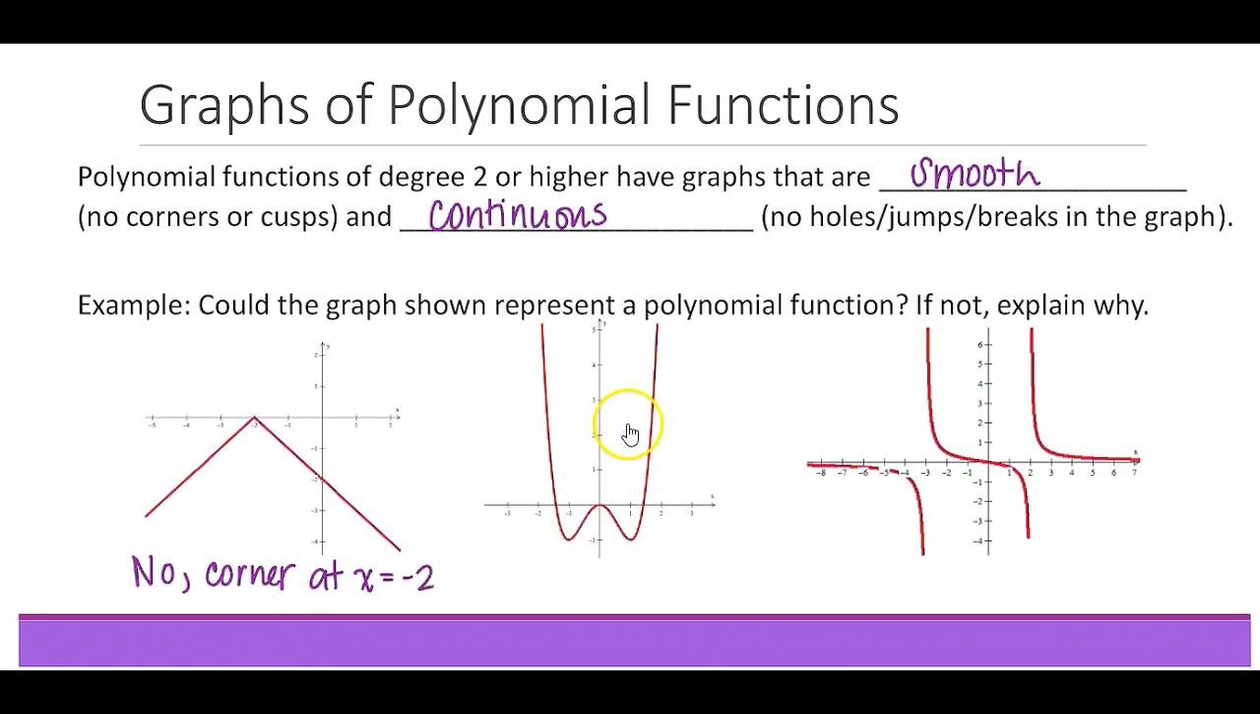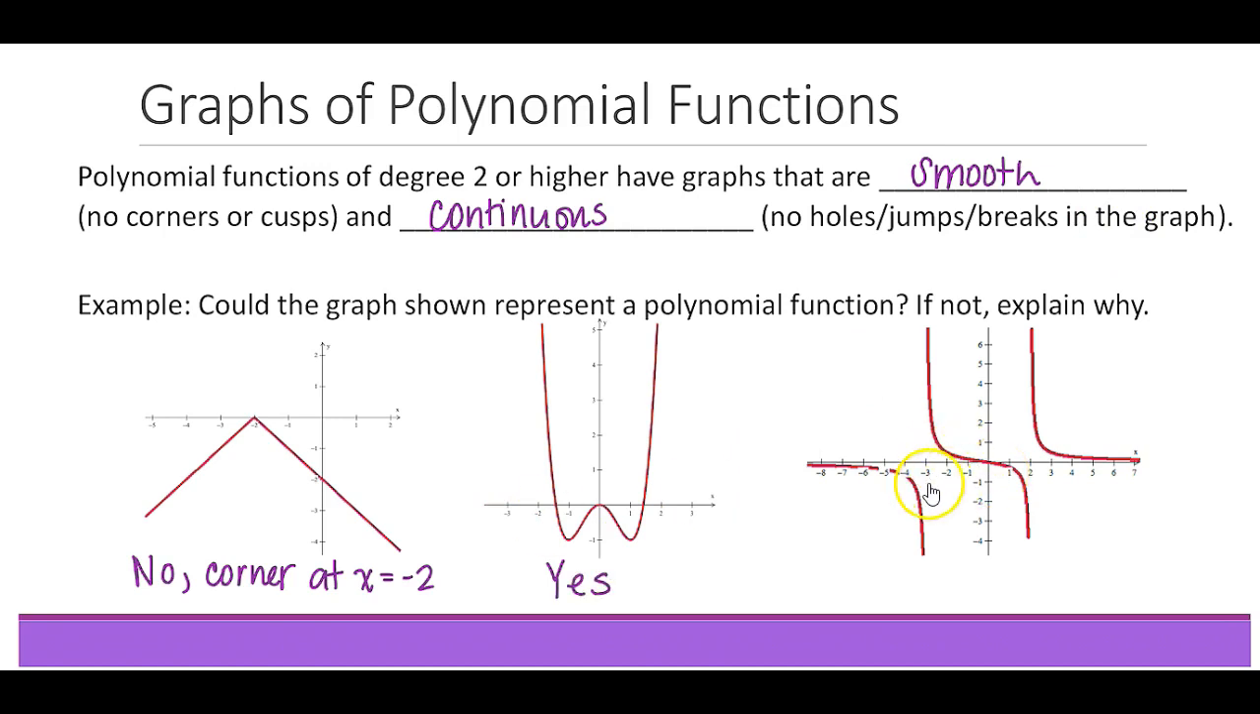The second example here, we do have a smooth graph, so we don't have any corners or cusps, which are basically sharp turns. We have these nice smooth turns. And we are continuous, so I can draw this particular graph without ever lifting up my pencil. There's no holes, jumps, or breaks in the graph. So the answer here is yes, this could represent a polynomial function.